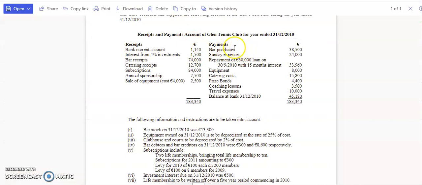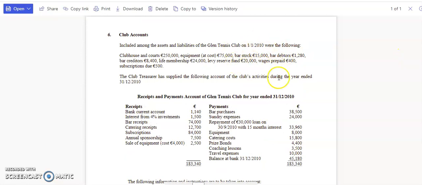Your bar purchases, we've already used as part of our bar trading account. Sundry expenses, small little expenses that we can't use one account for. They're so small there's no point putting them into an account. And we usually link that up with our wages. So our wages are going to be an expense here. Our wages is going to be prepaid, so we'll have an adjustment for that then.